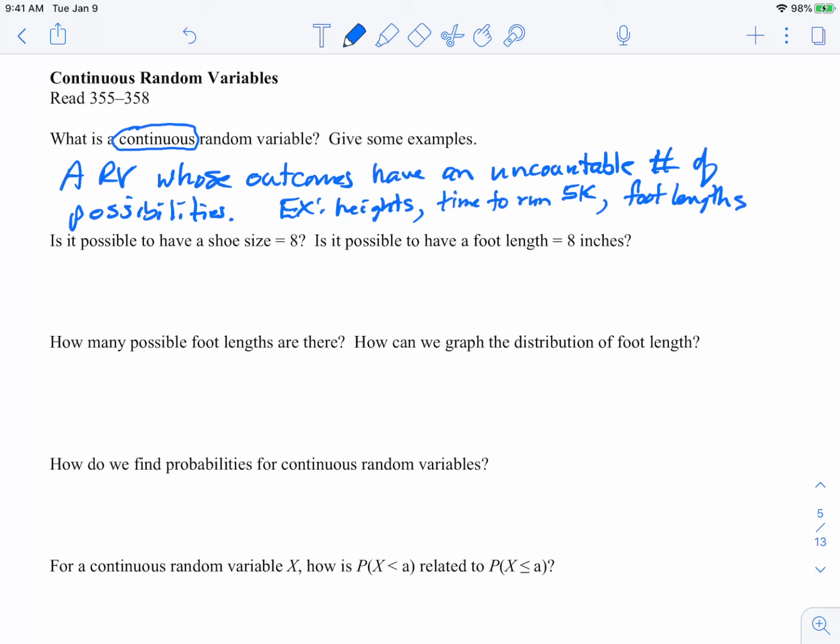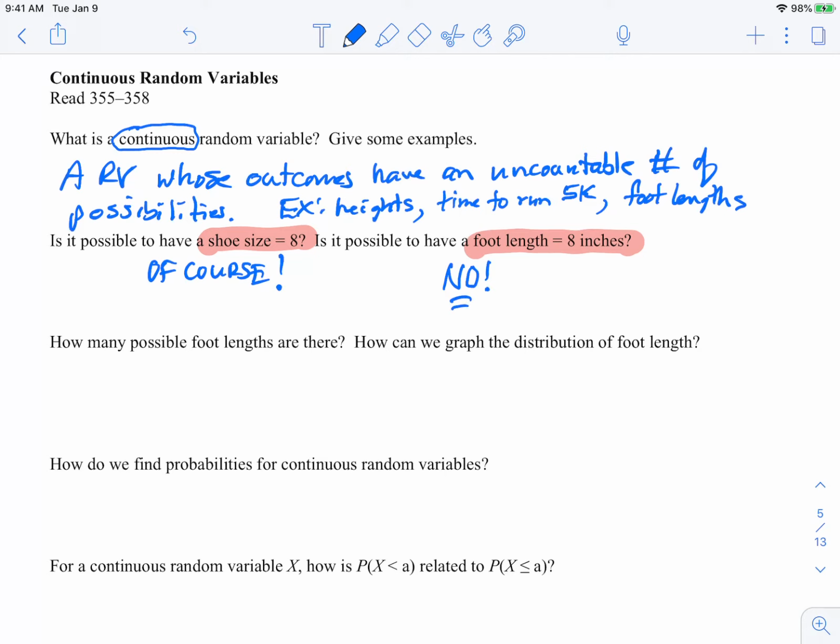So here we have a couple interesting questions. Is it possible to have a shoe size of 8? Well, of course. A lot of you probably have a shoe size of 8. That is a discrete random variable. Shoe sizes come in halves, but they're countable. They're very countable. So 5, 5.5, 6, 6.5, 7, 7.5, 8, 8.5. Those are countable. But what about a foot length that's exactly 8? Is it possible to have a foot length of exactly 8? I'm going to suggest to you that that's not possible.